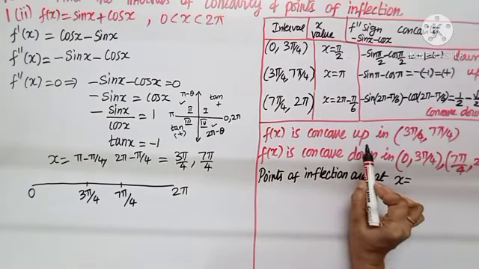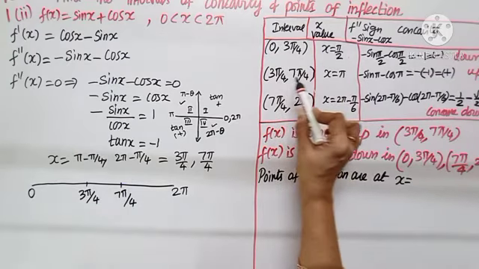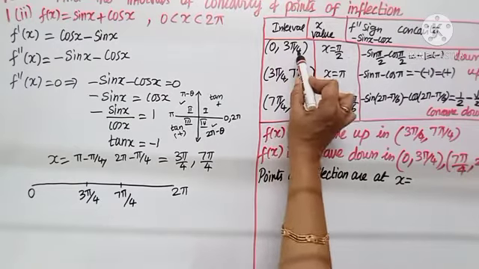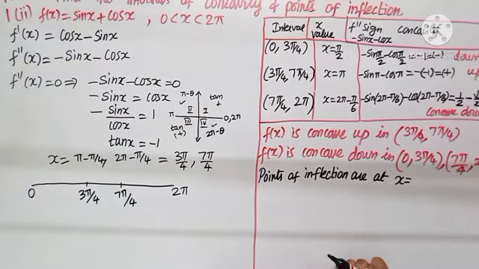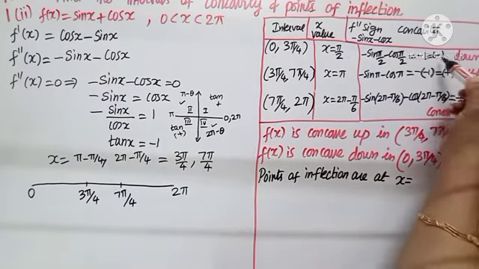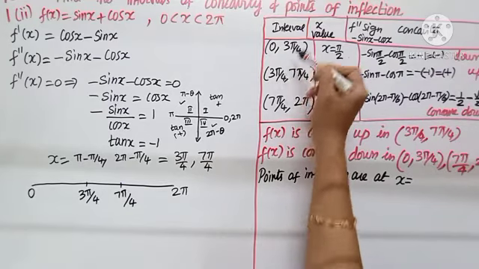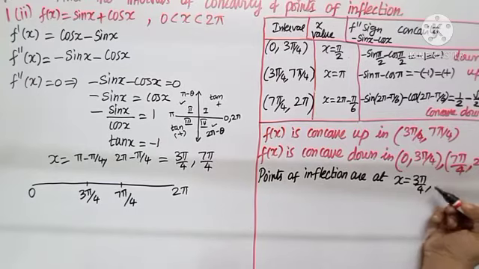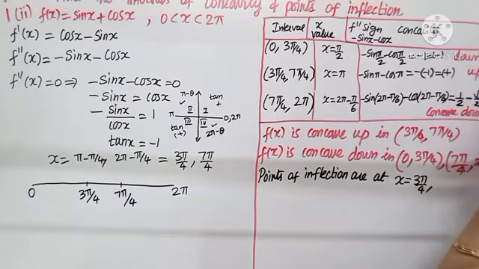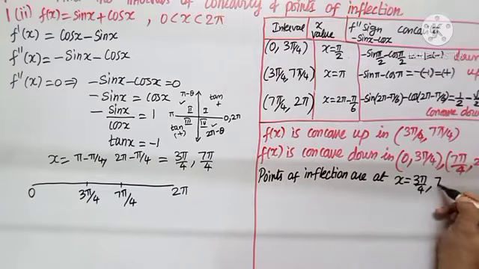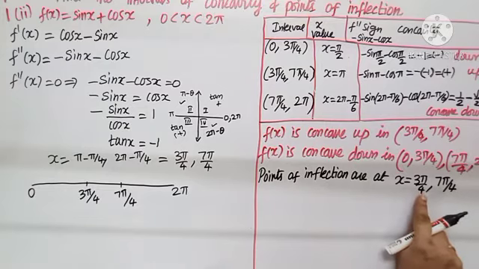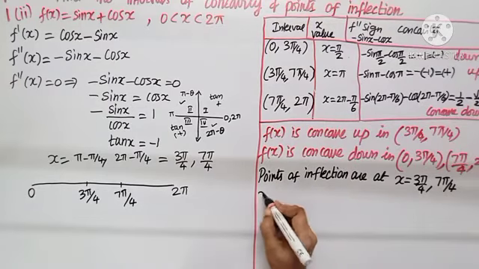F of x is concave up in 3 pi by 4 to 7 pi by 4. F of x is concave down in 0 to 3 pi by 4 and 7 pi by 4 to 2 pi. Where does it change? F double dash changes from minus to plus. Common point 3 pi by 4, that is a point of inflection. Similarly, F double dash changes from plus to minus at 7 pi by 4. So, points of inflection we get at x is equal to 3 pi by 4 and 7 pi by 4.